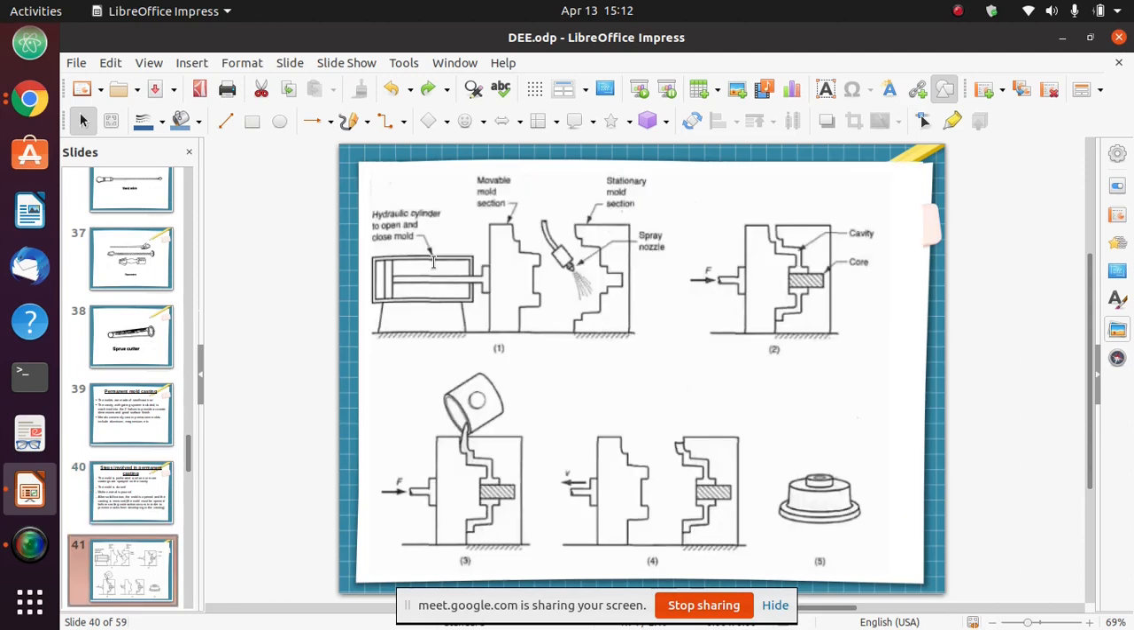Now, the processes of mold casting. Now, this is a diagram that shows how permanent mold casting is done. You have the molds ambazo you have machined.